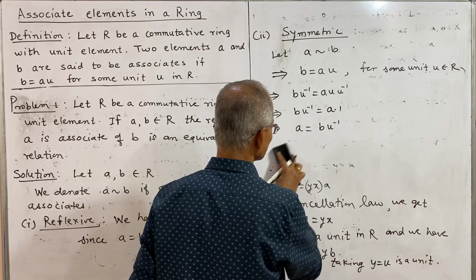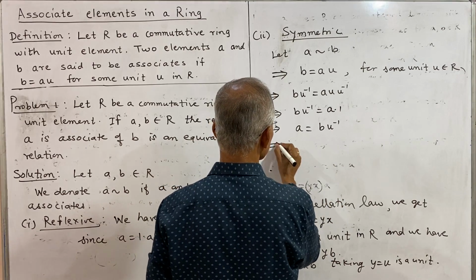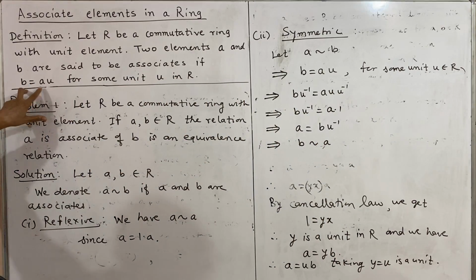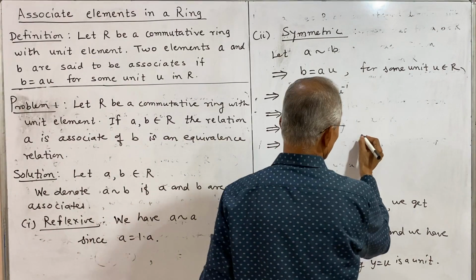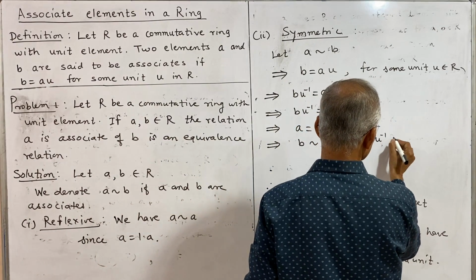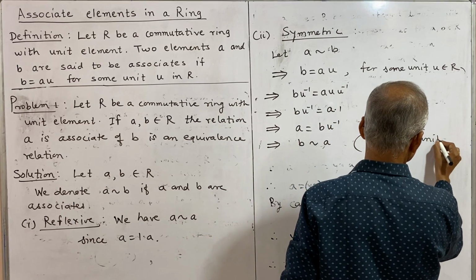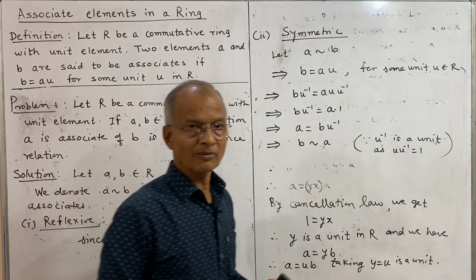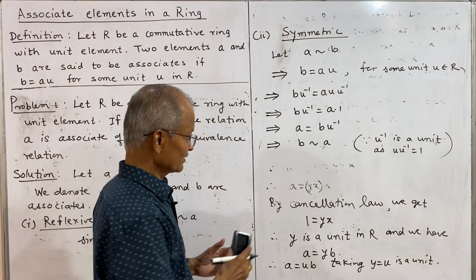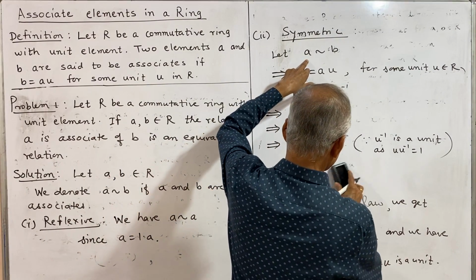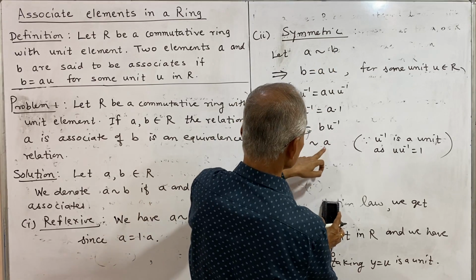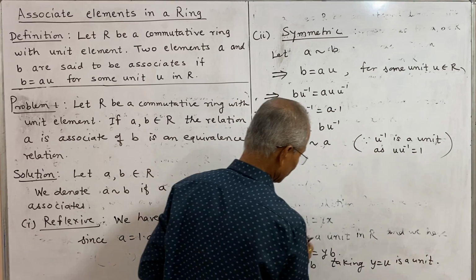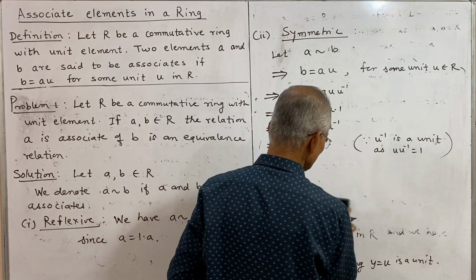This implies B is associate of A, as these are interchanged, since U inverse is a unit, as U into U inverse is equal to 1. If the product of two elements is 1, then the two elements are units. So this proves the symmetric property: if A is associate of B, then B is also associate of A. Now what remains is the transitive property, and that is the third relation we shall consider.